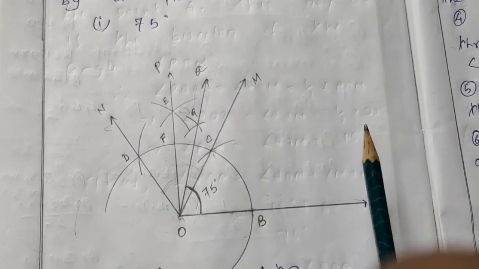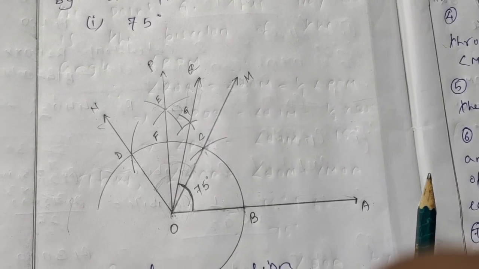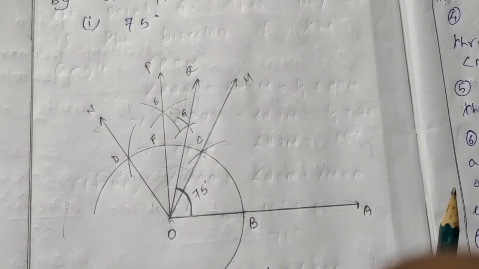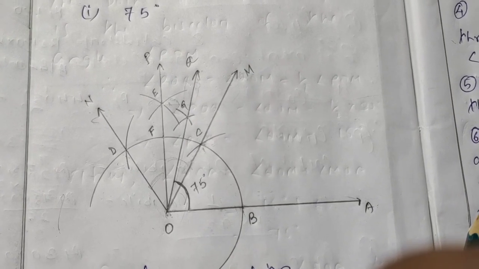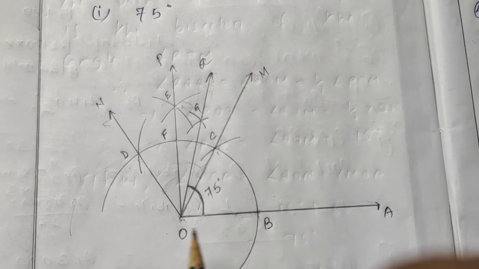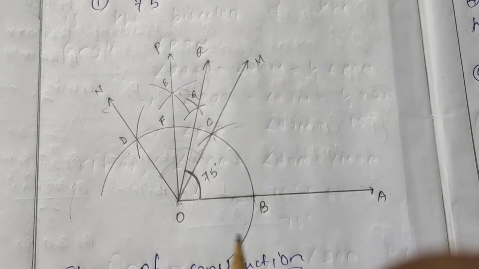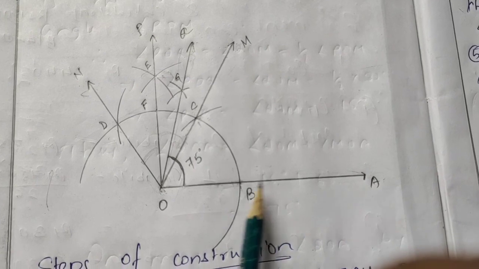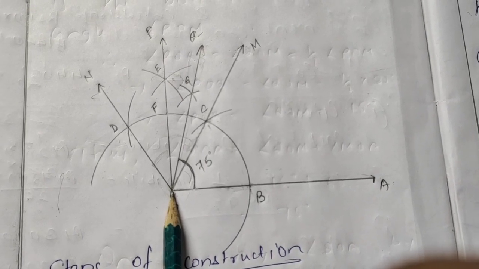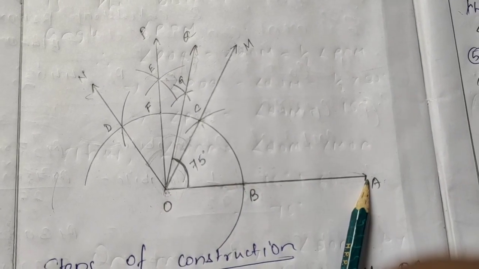I am doing it in my copy because I do not have the board compass at home. So it is a very easy one. Just follow me whenever I am telling this; you just draw on your copy. At first you draw a ray OA. Do it with me. At first you draw a ray OA.